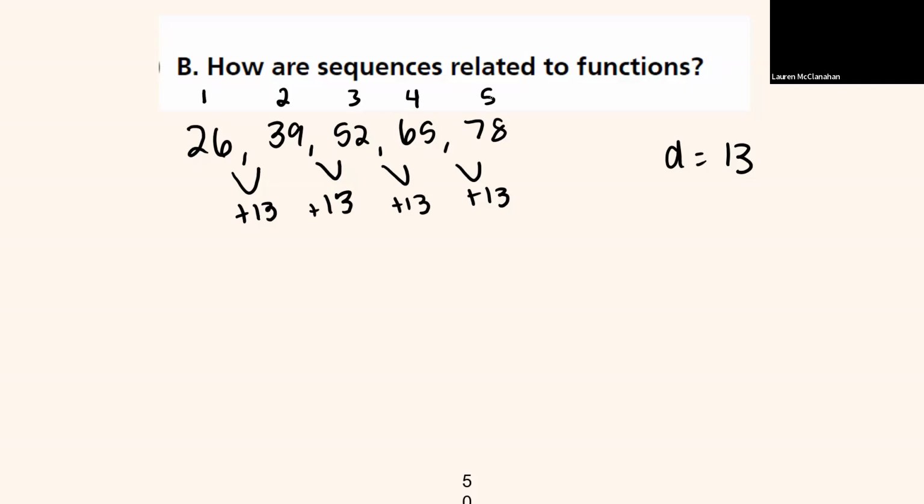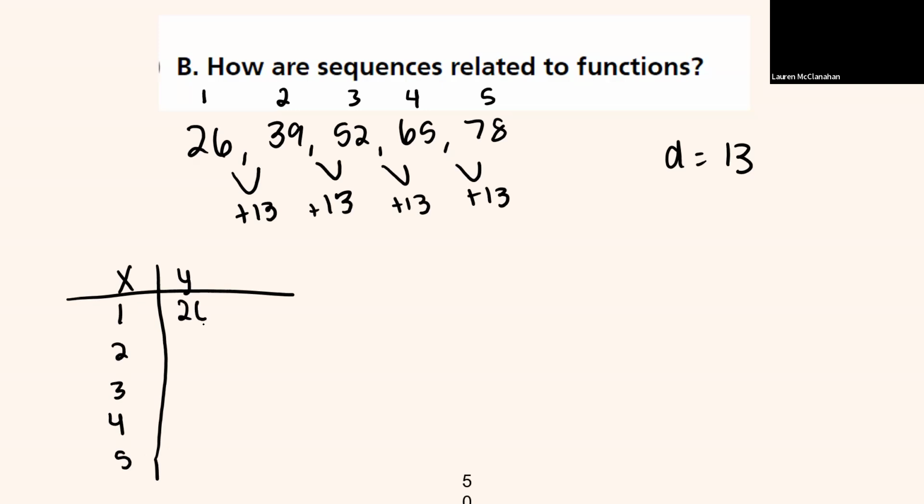Okay, so I like to write it like this. I like to make it a table. So I like to write X, Y, and then go through. We're going to make 5 spots for it, and then write down our original sequence. You guys are used to seeing tables like this, so I think it's going to help you write the equation, okay?